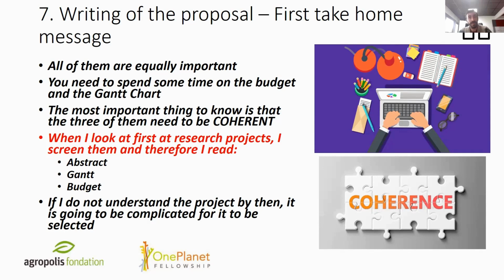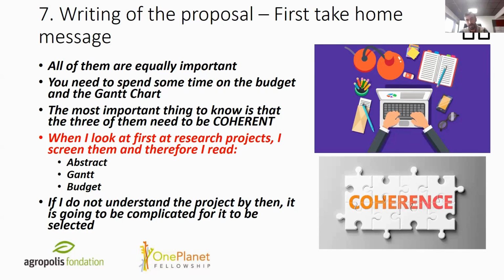The most important thing to know is that a research project needs to be coherent. For example, when I look at research projects, I screen them, because imagine you have 15 projects to evaluate. You won't read 15 pages of each, one by one. So the first thing I want is to understand what the researcher wants to do. Personally, I read the abstract, then I look at the Gantt, and I look at the budget.